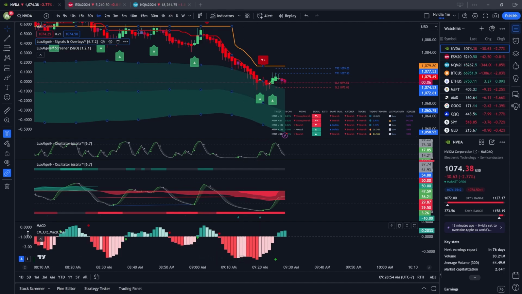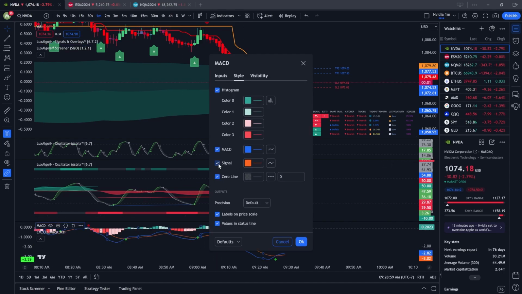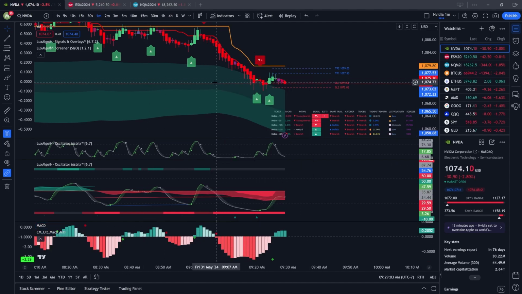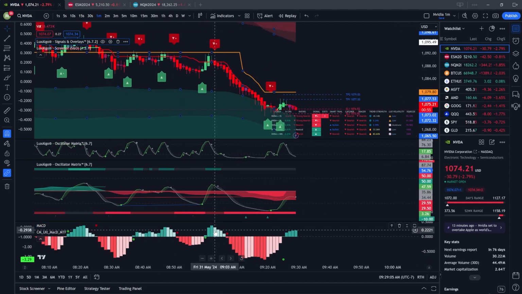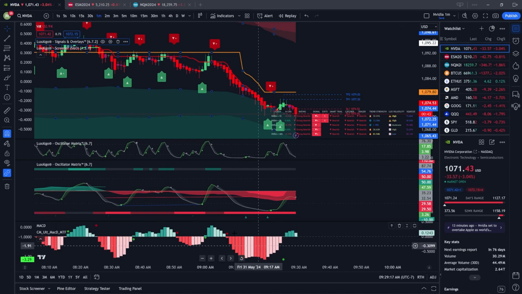Anyway, I found the best way to use this MACD is just to turn off the line completely. I just use it as the histogram because as you can see, when the bars start going down, the stock price is going down with the bars, and then when it starts coming up, the stock price starts coming up.